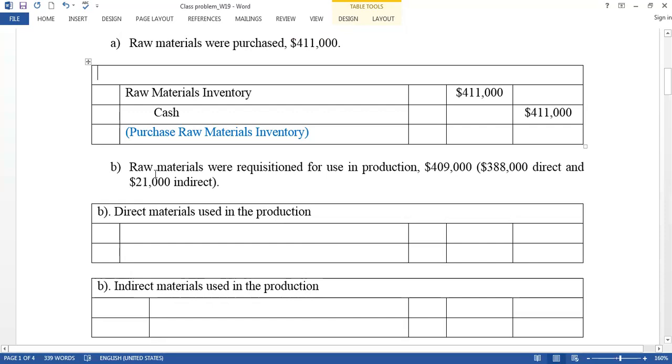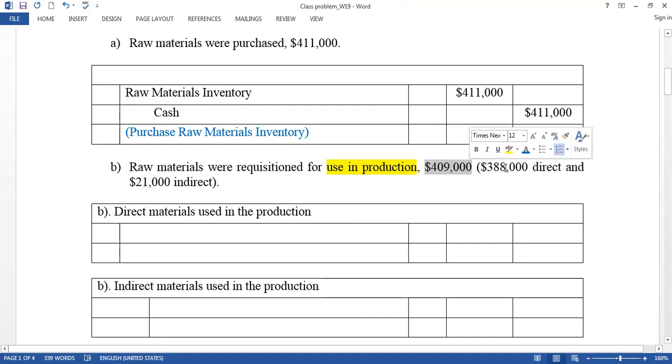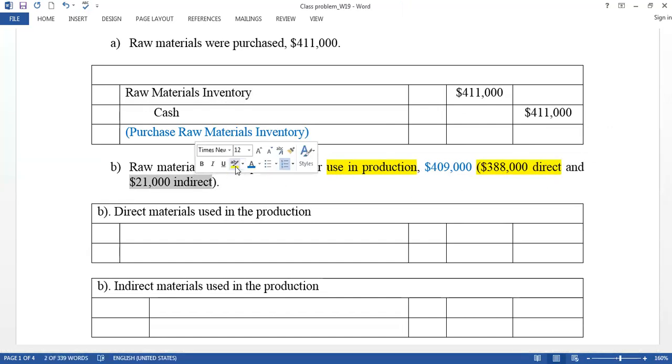Now B said that raw materials were requisitioned for use in production. That means raw materials are going to be used in the production. We bought raw material, our raw material increased. Now we are going to use this raw material in the production. Total raw materials is $409,000. However, this amount includes $388,000 direct materials and $21,000 indirect materials.